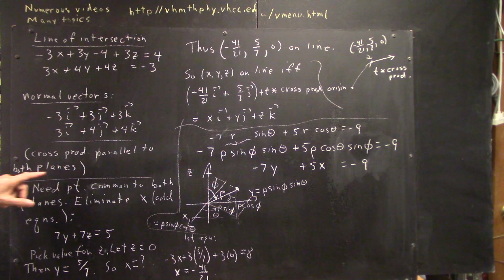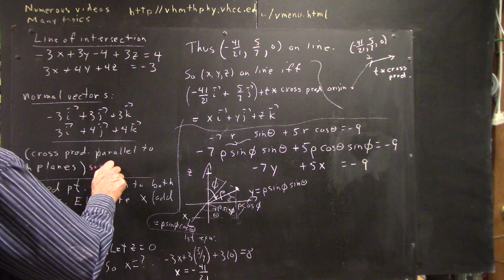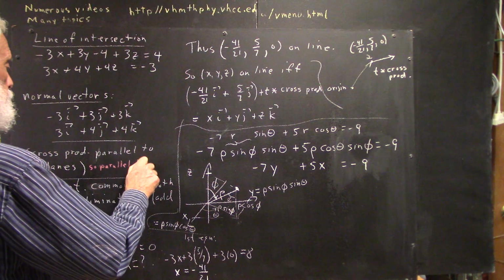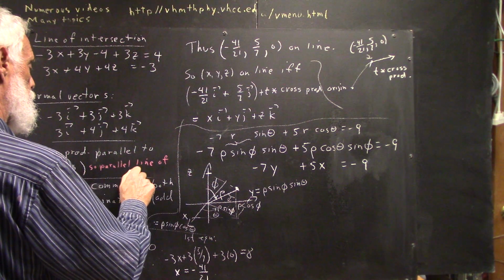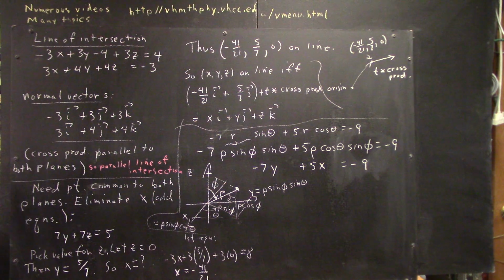So, anyhow, the cross product is parallel to both planes. That means the cross product is parallel to the line of intersection. Now I could show you how to calculate the cross product, but you can do that. There's no point in my working through that detail, at least not in this case.